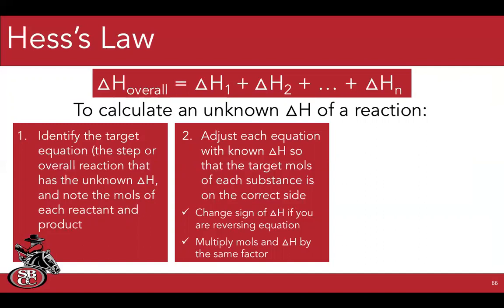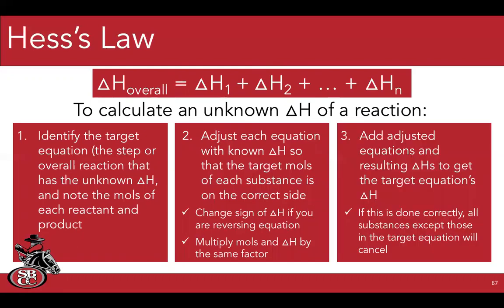If we need to adjust for the number of moles, and I don't think we're going to be doing this tonight, but absolutely it's going to be coming up on the final. So if you adjust the number of moles of one of these intermediate reactions, you will need to scale delta H by that same factor. So if you multiply by 2, you have to multiply delta H by 2. So we adjust the reactions in two ways. We flip the sign if we flip the reaction. We multiply by the same factor if we need to multiply the moles.